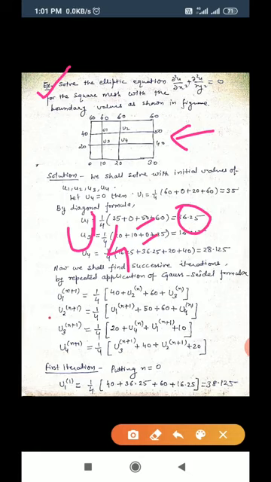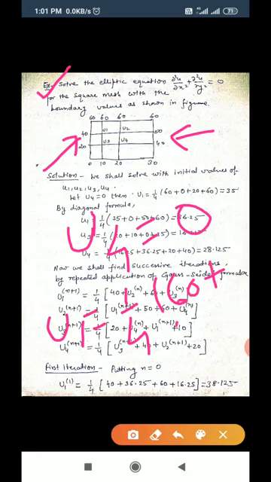So if u4 equal to 0, then it is clear that u1 is equal to 1/4 of the values 60 plus 40 plus 20 plus 60. So this is equal to 35.